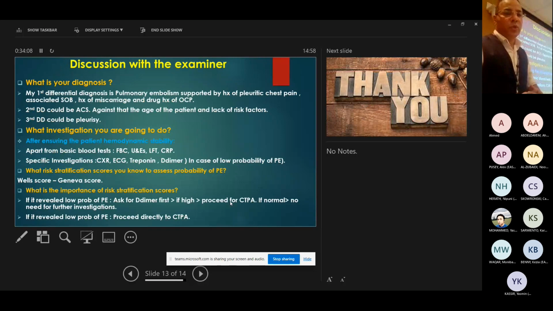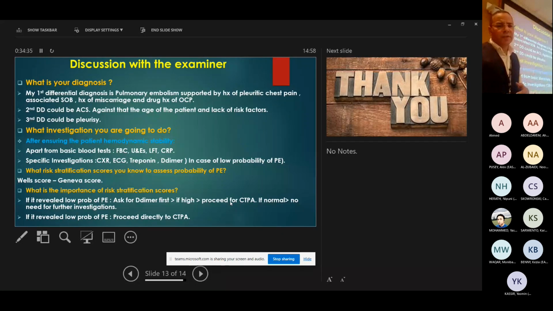Discussion with the examiner. What's your diagnosis? My first differential diagnosis here is PE. Okay. You can mention the positives in terms of pleuritic chest pain, the history of oral contraceptive pills, and family history of blood clot before. And we can think about a hereditary condition, hereditary thrombophilia or antiphospholipid syndrome, as an underlying cause.